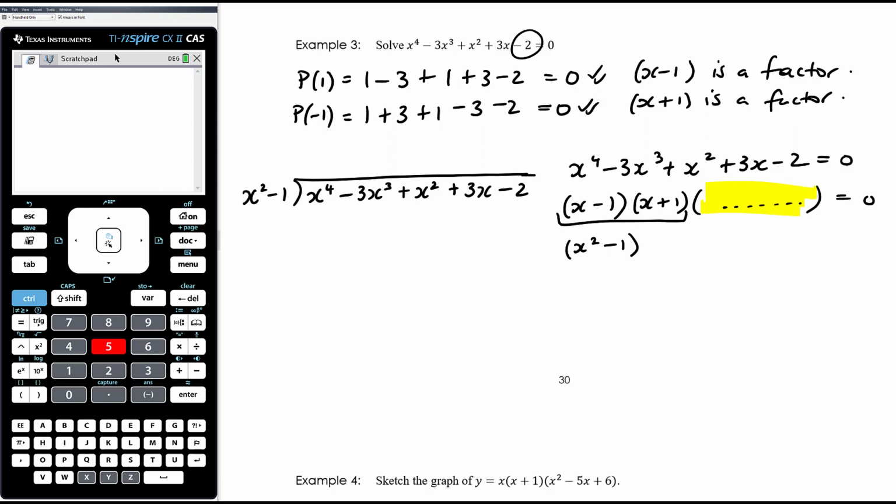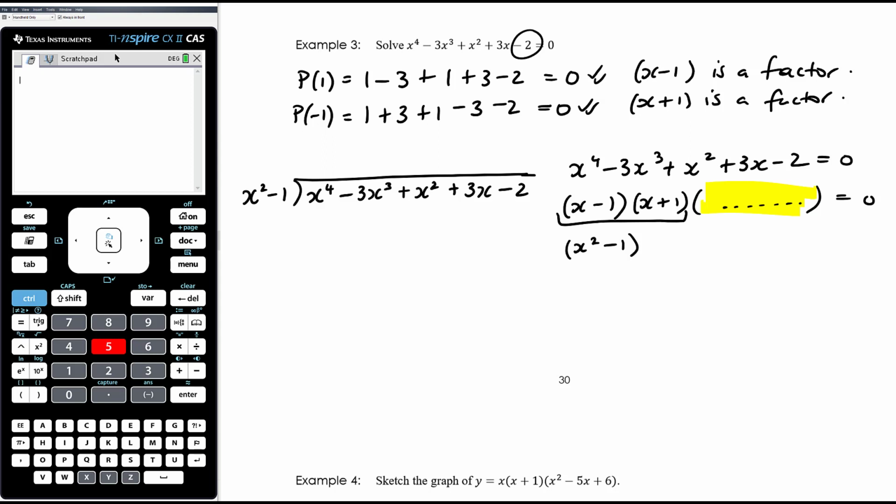So if we divide by x squared minus 1, which is x minus 1 and x plus 1 combined together, then we're straight away going to get to this quadratic factor. We'll only need to do one long division by doing a little bit more work with the factor theorem to find two factors at the beginning.